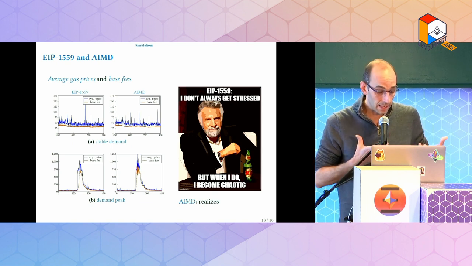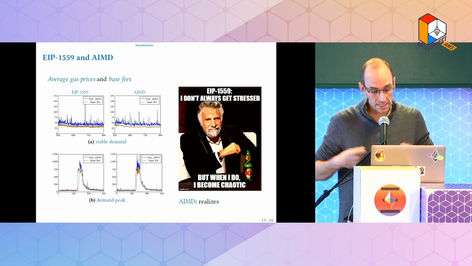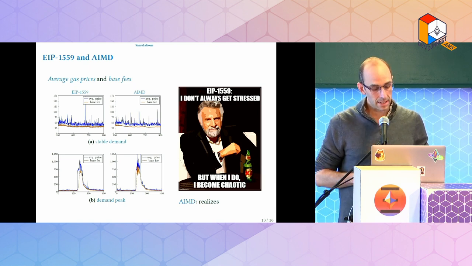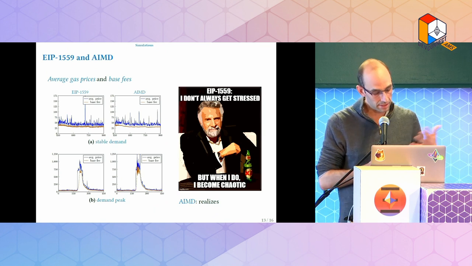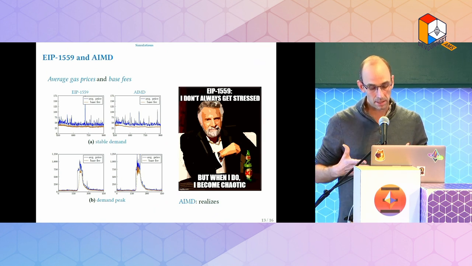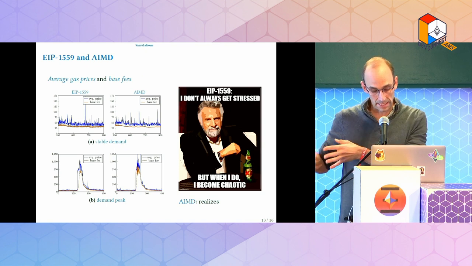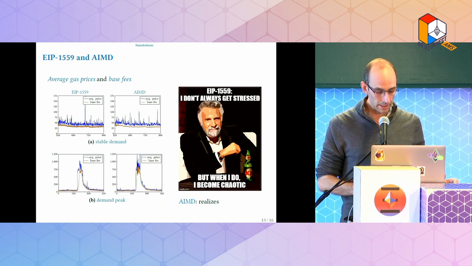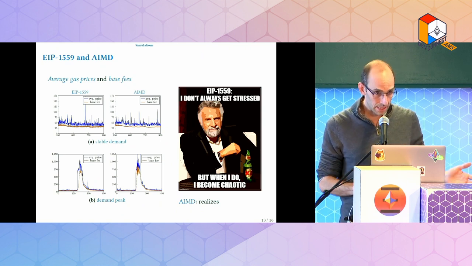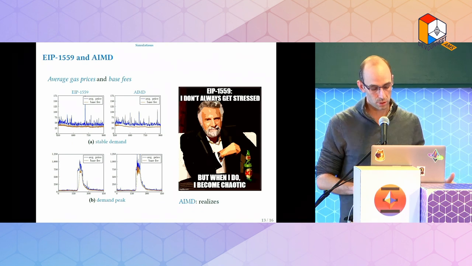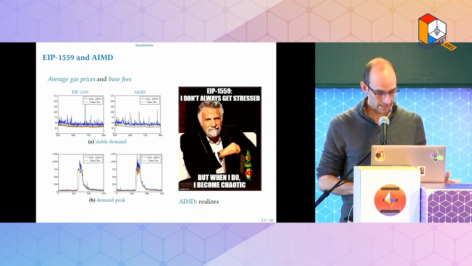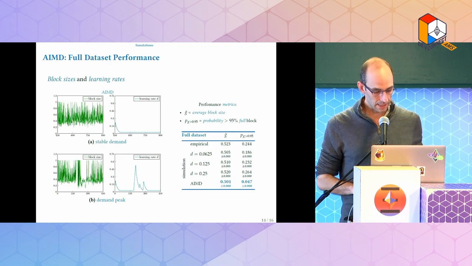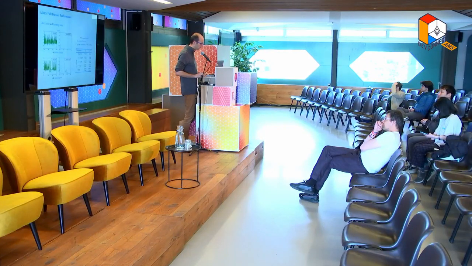So if EIP 1559 is simple, it works the same over all conditions. And if it fails at some point, then this will be the same everywhere. Here we have the danger that we are performing well against some condition that we saw, so an NFT drop and stable demand, but maybe overfitting to these conditions means that we are going to do very badly in some kind of conditions that we haven't seen. So AIMD gives a promising direction, but one should be cautious and not say that it solves all the problems. Some more data here about the full data set performance of this mechanism.